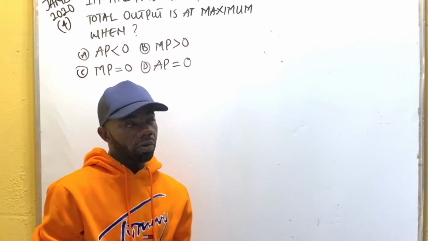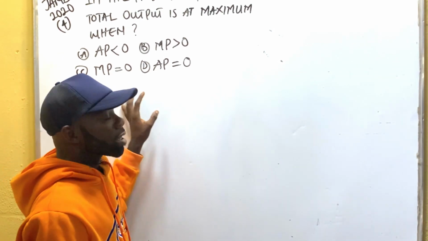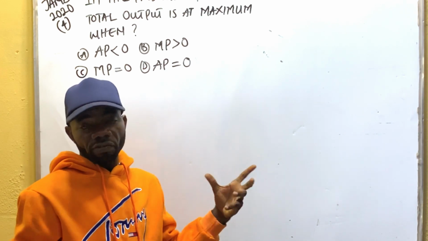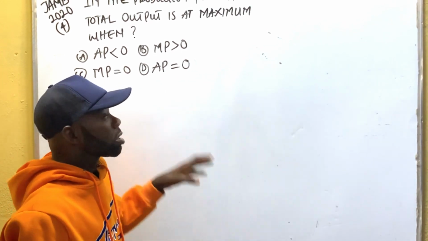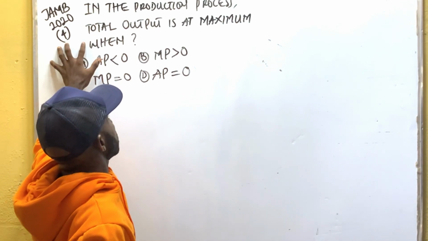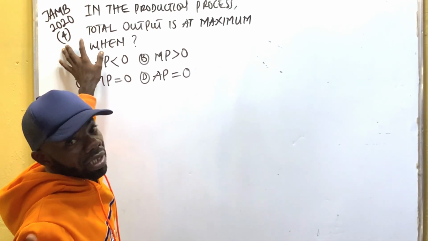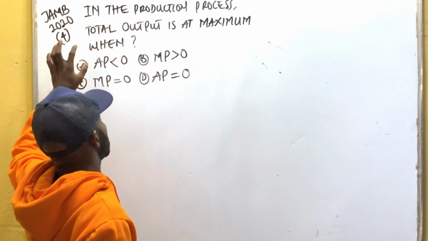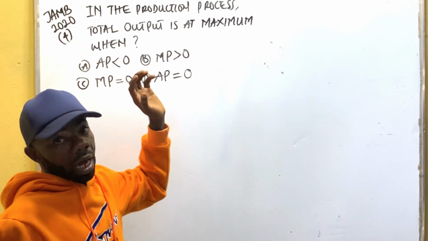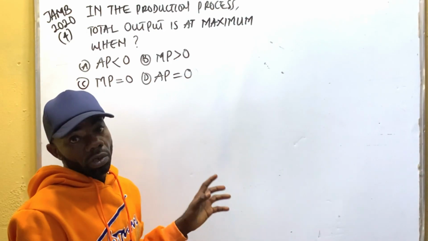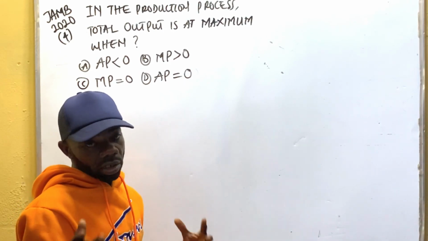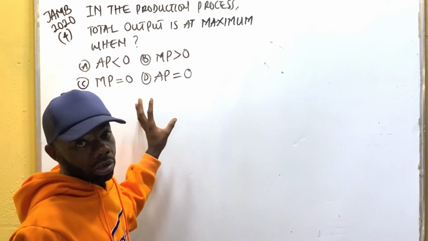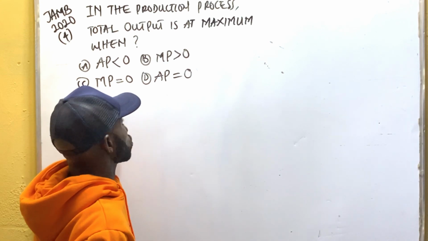Okay, viewers, for questions in economics that involve calculation and diagrams, we're going to start with a question from 2020. That's for JAM, which is also known as UTME. Question number 4, according to our past question, which can be different from any other one if it's not the same product that you are referring to.